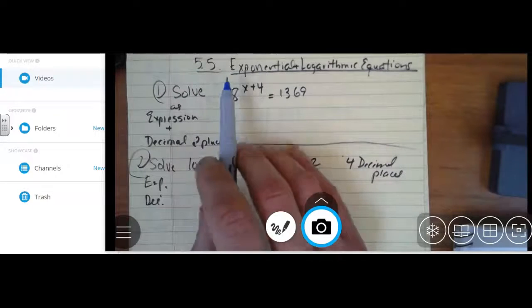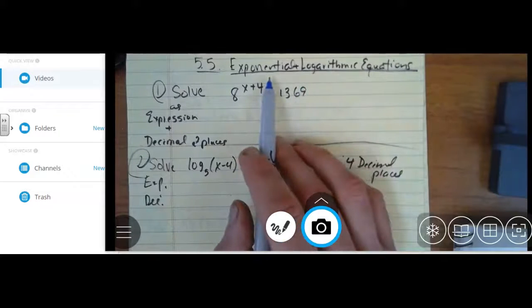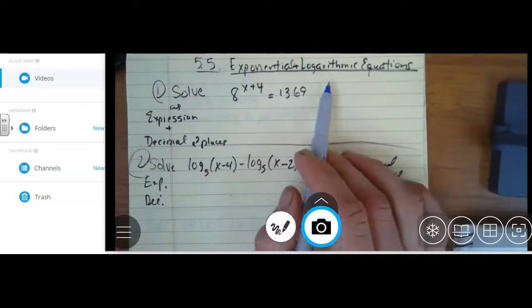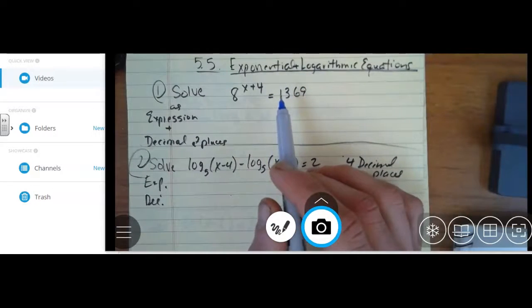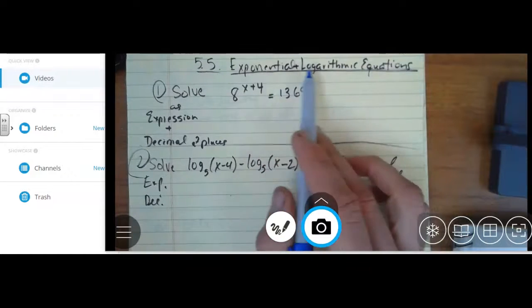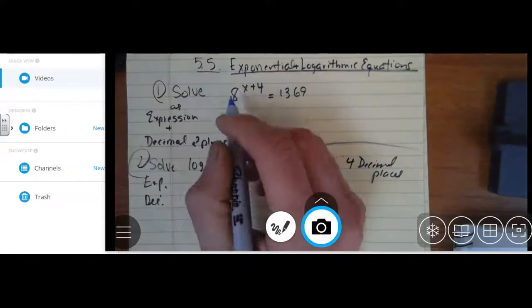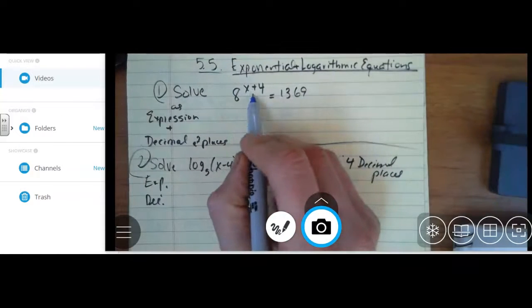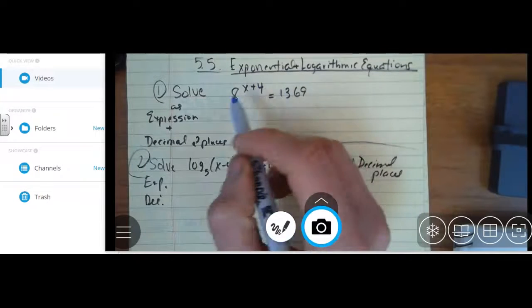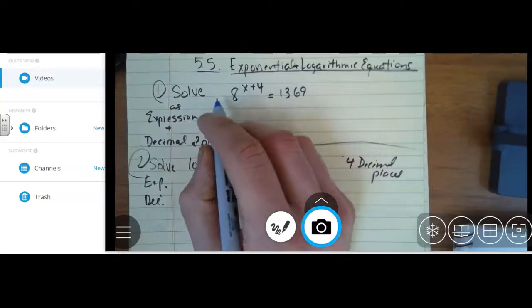Okay, this is lesson 5.5, which is exponential and logarithmic equations. So we've done exponential equations, we've done logarithmic equations, and now we're going to solve equations using both of these. And remember, they're inverses of one another, and that's what we use to be able to solve equations. So for instance, if we have an exponent here, we do the opposite, which is take the natural log, and that is what's going to help us solve this problem.